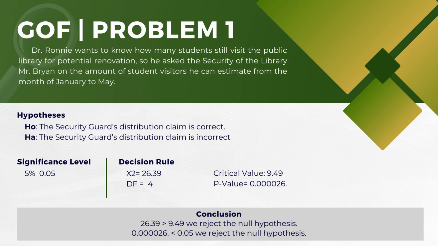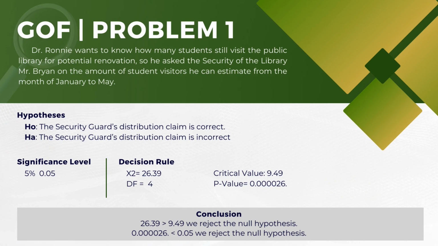Now, returning to the presentation, our significance level is again at 5% or 0.05. The values under our decision rules are chi-square equals 26.39 with the degrees of freedom equals 4. Now, our critical value is 9.59, which is based on our degrees of freedom and significance level. Our p-value is 0.000026. Now, let's have our conclusion.